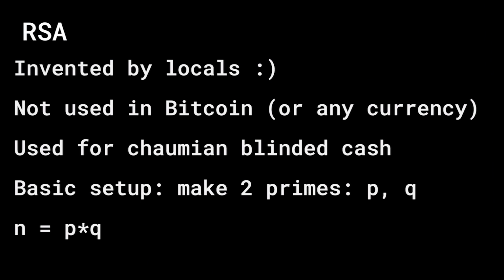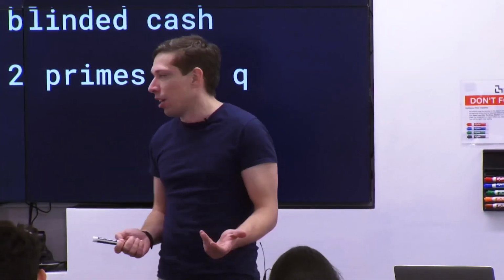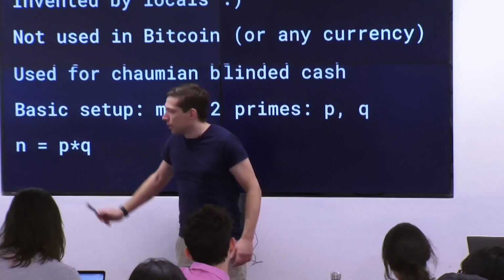There's all sorts of cool things you can do with this. The basic setup of RSA is make two prime numbers, P and Q, and then compute N, which is the product P times Q. So this seems fairly straightforward, right? It's not too hard. Everyone knows what prime numbers are. Now you have this composite number, P times Q.